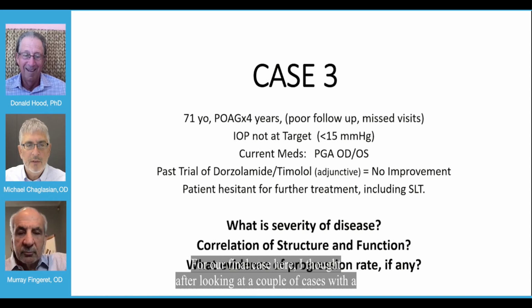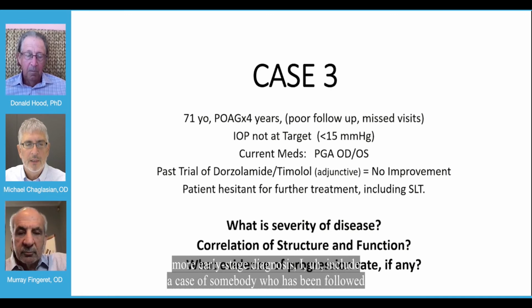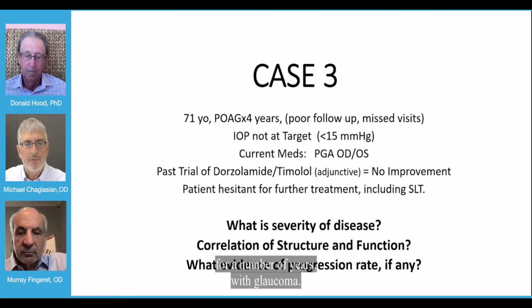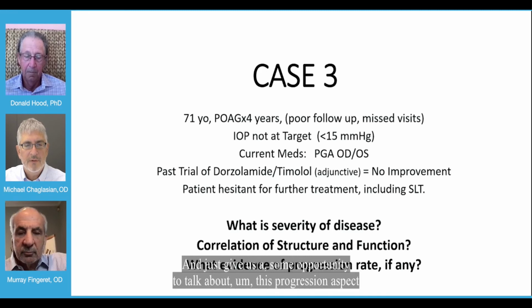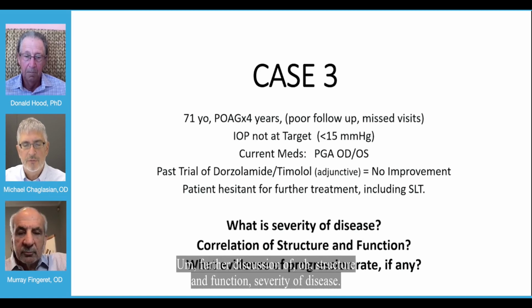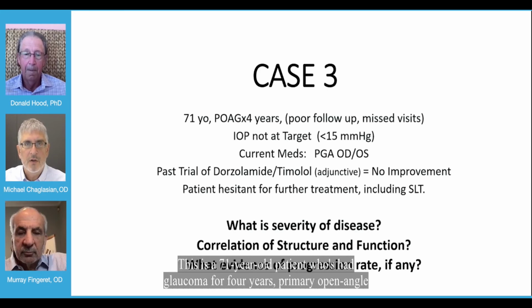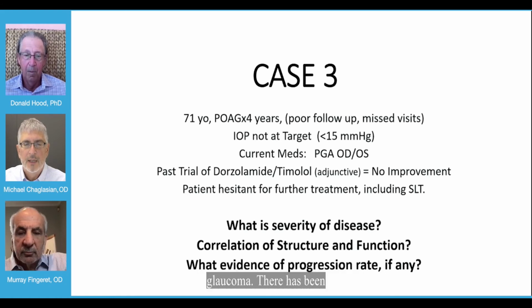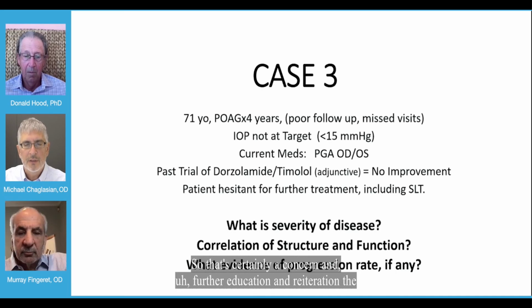For our final case here, I thought after looking at a couple of cases with more early stage diagnosis, I'd include a case of somebody who's been followed for a number of years with glaucoma, and give us some opportunity to talk about this progression aspect that we brought up already, further discussion of structure and function, and severity of disease. This is a 71-year-old patient who's had primary open-angle glaucoma for 4 years. There's been some poor follow-up and missed visits from the patient, so that's certainly a concern, and further education and reiteration of the severity of the disease is continuing to be done with the patient.